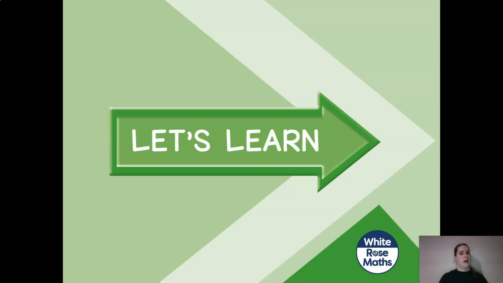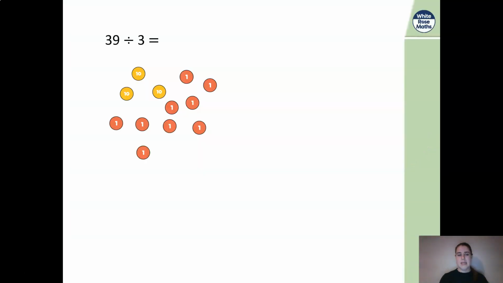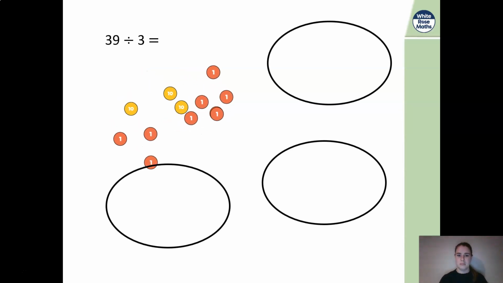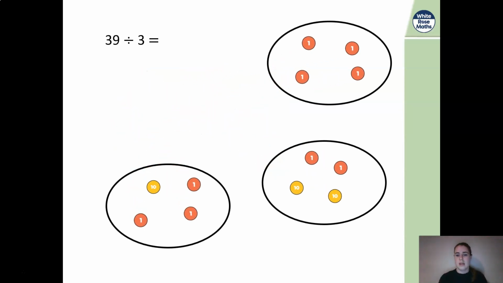So let's move on and have a look at our division for today. So here's my sum, 39 divided by 3. So I'm now going to partition them into my 3 different groups, okay? And I'm going to split them into my circles, okay? Easy peasy. I've divided it by 3 because I've got my 3 circles, and I've equally distributed them because I've got 4 in each one, okay?